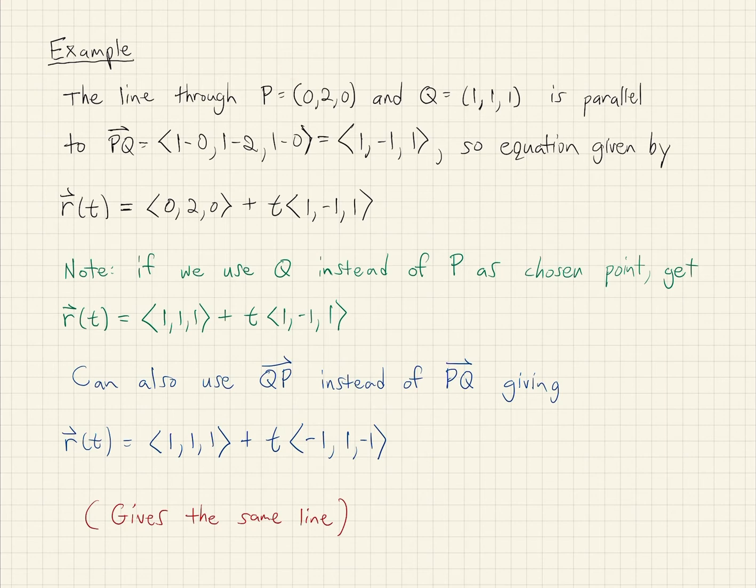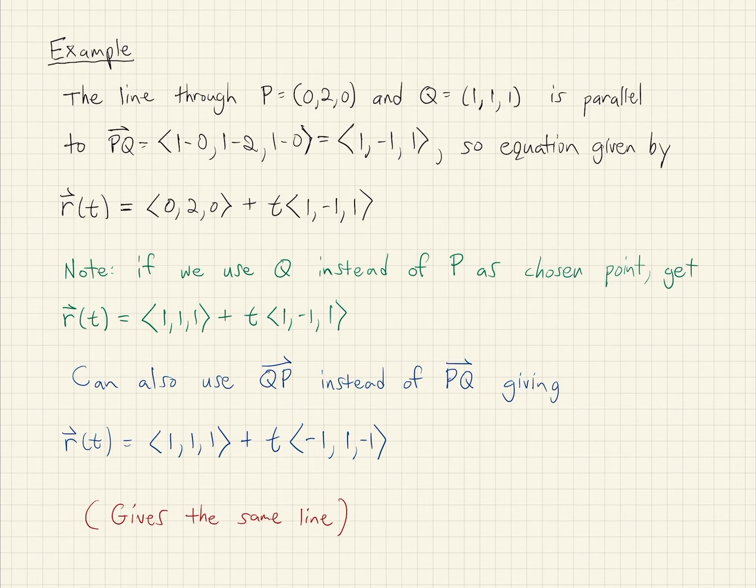And since the line goes through those two points, an easy parallel vector to find to this line is just the vector PQ. And remember that when you're taking a vector starting at P, ending at Q, the components are just take the coordinates of Q and subtract away the coordinates of P. And so we get this. So we get the vector 1, minus 1, 1.